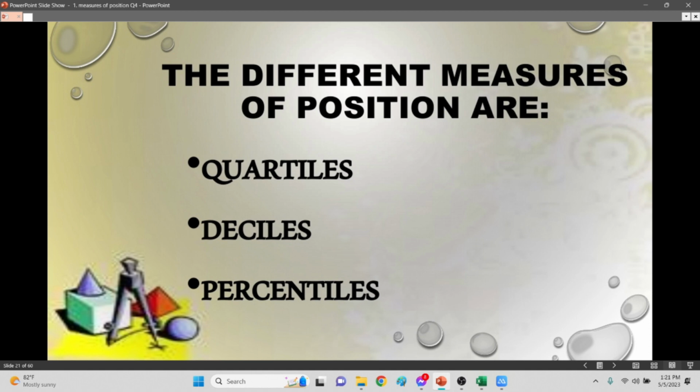And lastly is the percentile. The percentile is divided into 100 parts, or what we call the percentage. Doon natin siya kukunin. So, 100 equal parts when we say percentiles. Okay? Next.